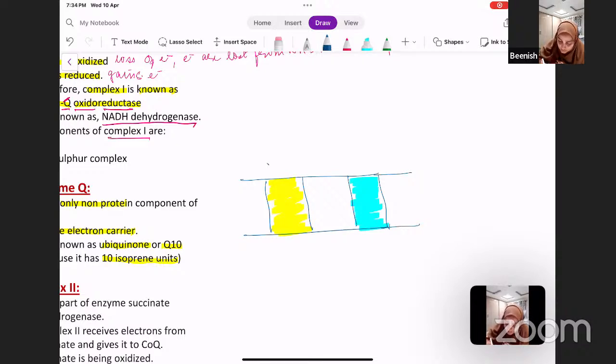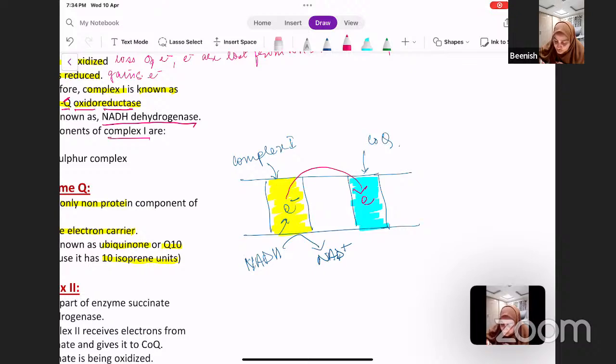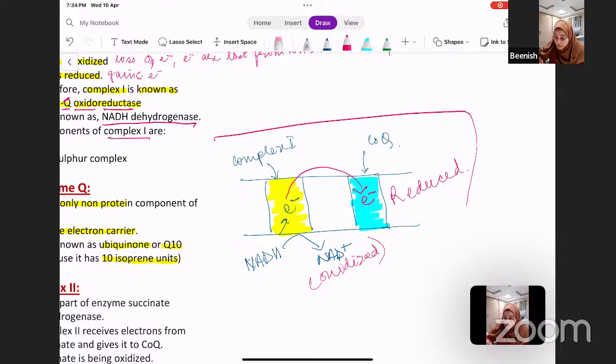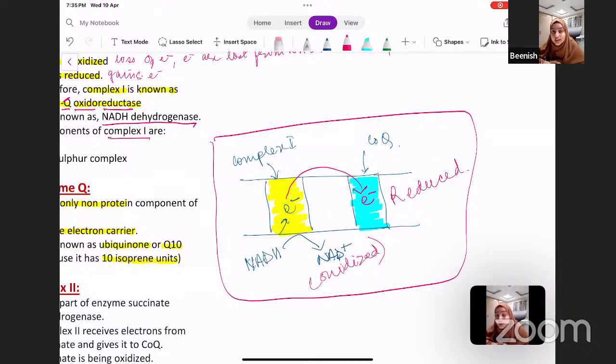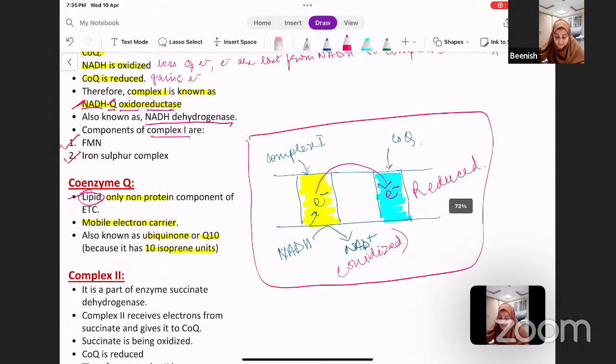So let's assume this is complex 1 and this one is coenzyme Q. What is happening is NADH gives its electron to complex 1 and gets oxidized to NAD plus. Now from complex 1, this electron is given to coenzyme Q. Coenzyme Q on gaining electrons gets reduced and complex 1 gets oxidized. With the help of this small diagram, you can understand that huge stanza. This is the power of diagrams and flowcharts. This is very simple. I think now you can understand.